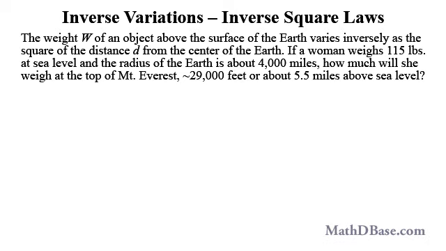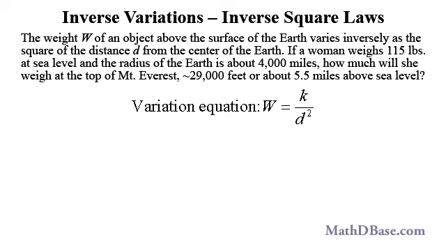The weight W of an object above the surface of the Earth varies inversely as the square of the distance d from the center of the Earth. If a woman weighs 115 pounds at sea level, and the radius of the Earth is about 4,000 miles, how much will she weigh at the top of Mount Everest, which is 29,000 feet, or about 5.5 miles above sea level? The variation equation is W equals K over d squared.